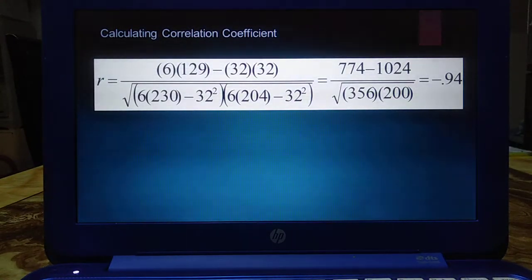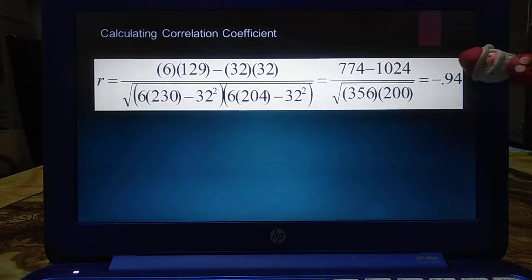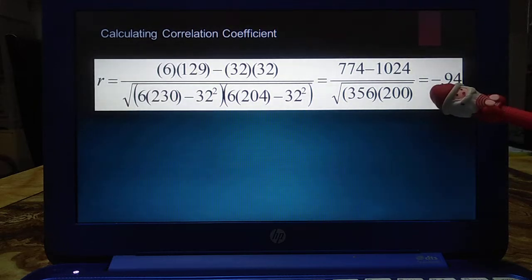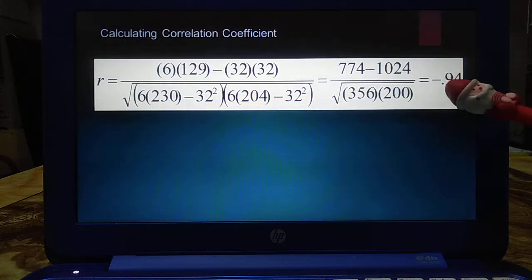Substituting into the formula, we are going to get a negative value, which is negative 0.94. Negative means an indirect relation. And because it's close to negative 1, we have a strong negative correlation.